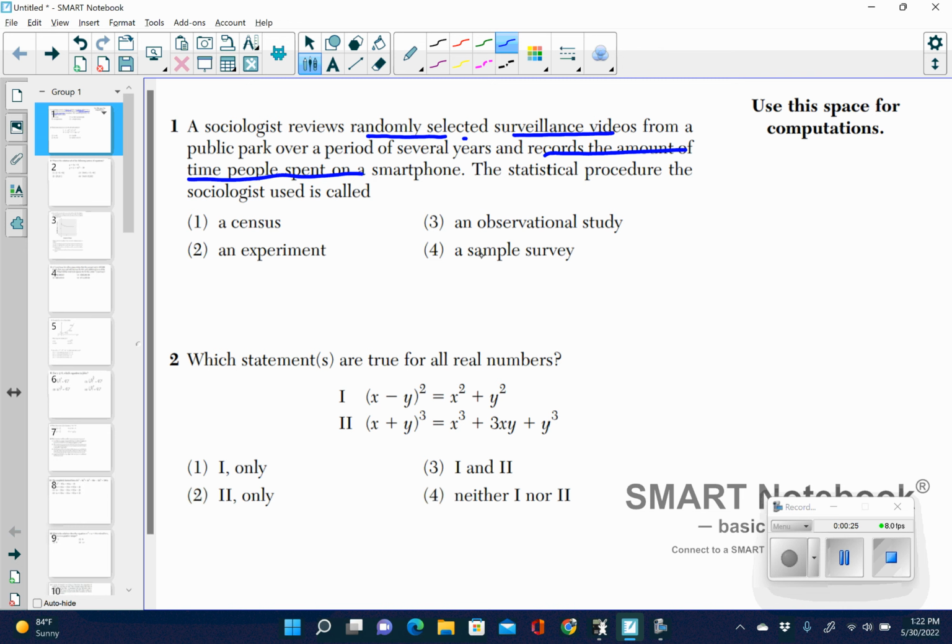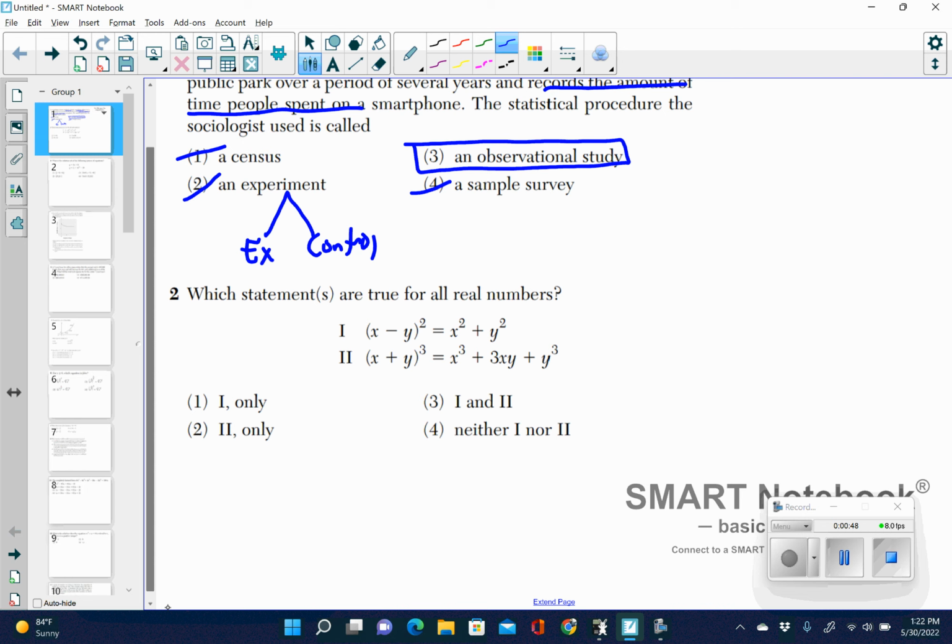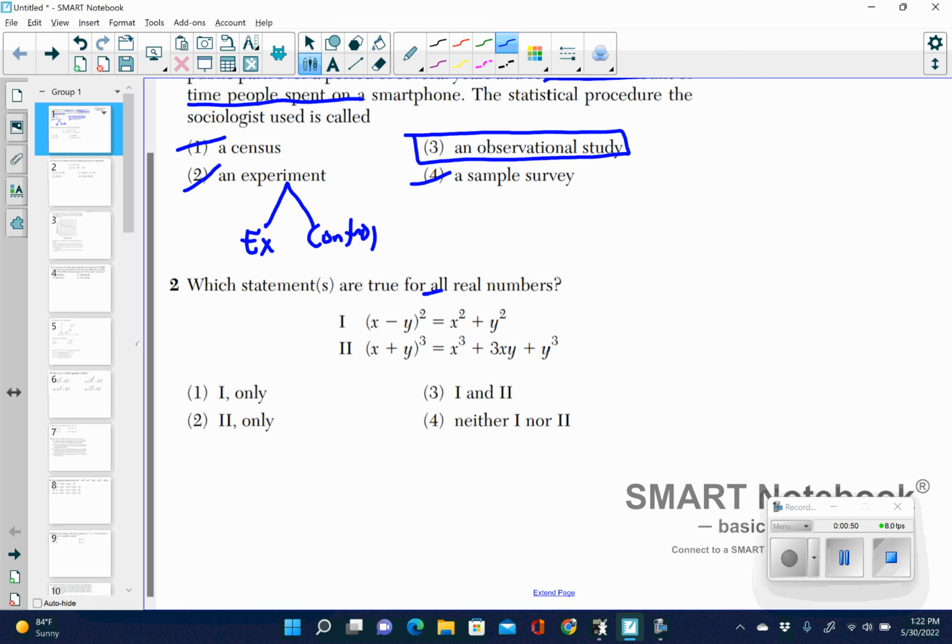Right. So they are not asking anybody any questions. So there's no survey. We're not counting any people, so this is not a census. We're not dividing the people into two groups, like the experimental group and the controlled group. So therefore, it is not an experiment. It is an observational study because we are just observing and recording. That's it.